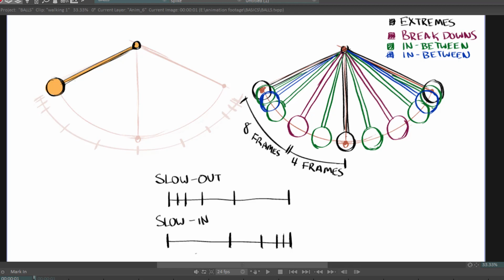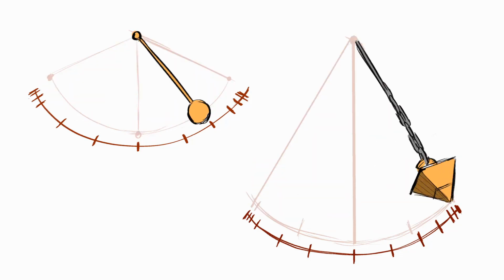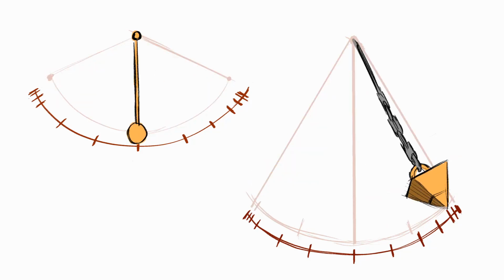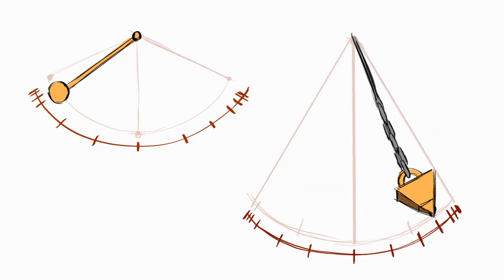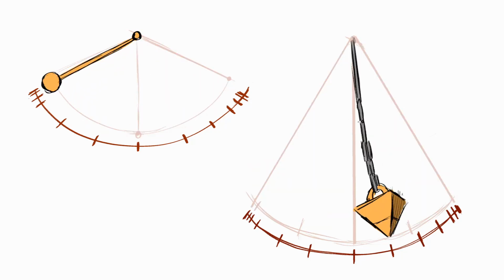Now we can repeat the same thing on the far side as it eases into that right extreme. Now that pendulum will speed up on the way out from the left and slow down on the way in to the right. And all we have to do is play this same thing backwards, and now we have a full pendulum swing cycle. Okay, so that's level 1 for the pendulum.